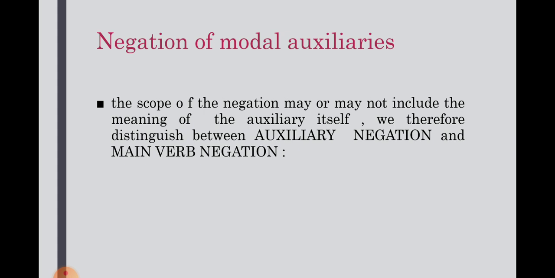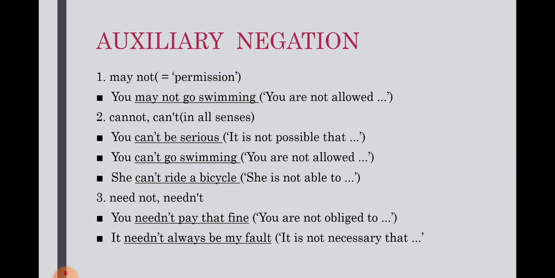So when we have modals, either the modal itself lies within the scope of negation or it is outside the scope of negation. So starting with auxiliary negation, this means that the meaning of the modal verb is included within the negation, within the scope of negation.